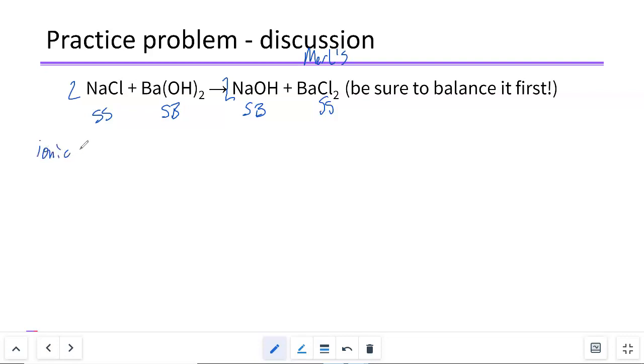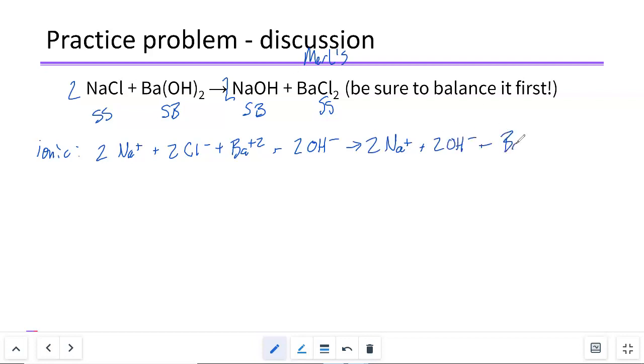So from an ionic perspective, everything splits apart here. Two sodiums, two chlorides, a barium ion, two hydroxide ions. The two here distributes, so two sodiums, two hydroxides, the barium ion, and two chloride ions. Again, don't confuse the subscript. Just because there's a 2 on the chlorine doesn't mean that the ion is Cl2. Remember its purpose. Its purpose is there for balance of charge. There are 2 chloride ions there.